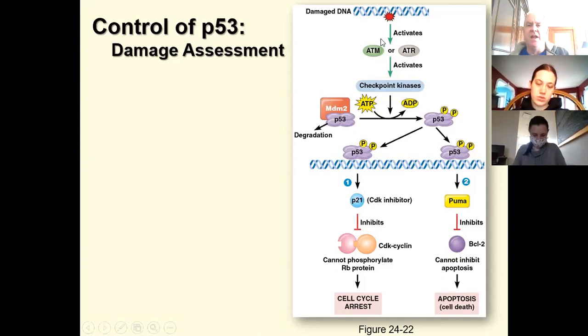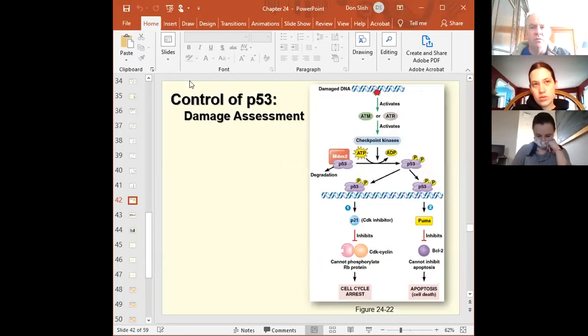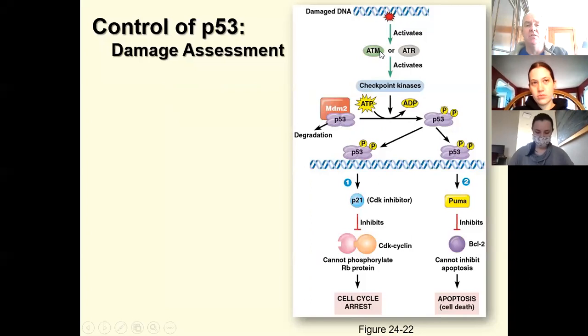If you've got some kind of DNA damage, like if you've got a single-stranded break, that will activate ATM. Let me make sure I got that right. No, if you've got a double-stranded break, that will activate ATM, which is a checkpoint kinase. It's a kinase that's looking for damage. If you've got a single-stranded break, it'll activate ATR. So these two are out there constantly looking for breaks in the backbone of the DNA. When they find something like that, they phosphorylate checkpoint kinases, which will then phosphorylate P53. When P53 gets phosphorylated, it's protected. MDM2 can no longer break it down.